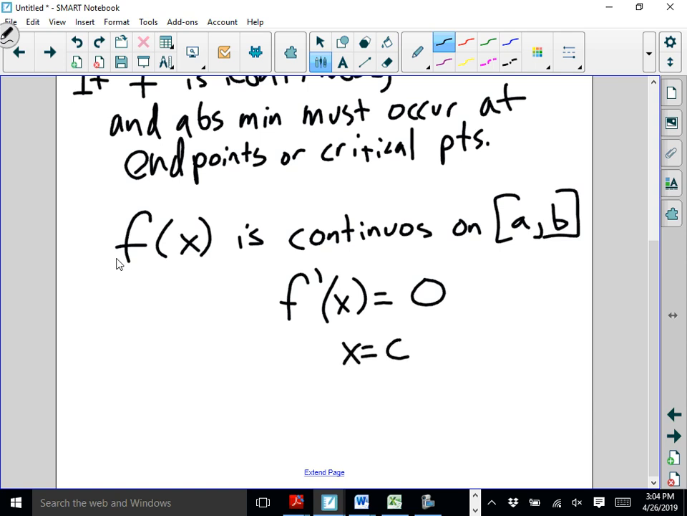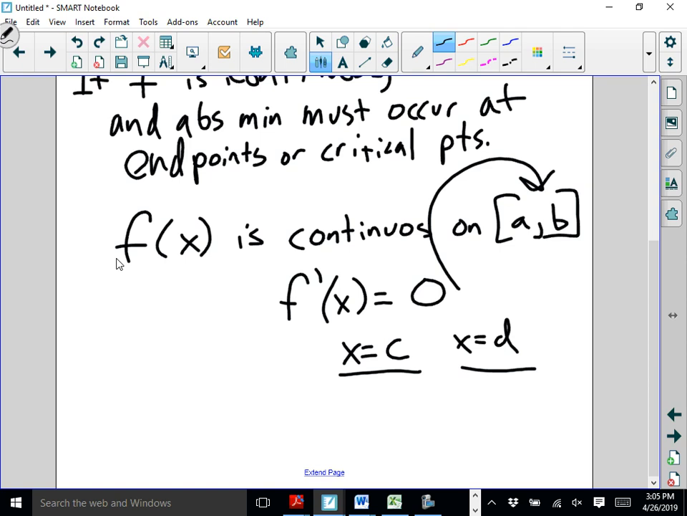First thing I need to do is check, are these 2 points in between a and b, right? So let's say a is 0 and b is 10. If c is 5, I can use c. But if d was 11, I can't use it, okay? But let's say, for purpose, let's pretend both of them are between a and b.